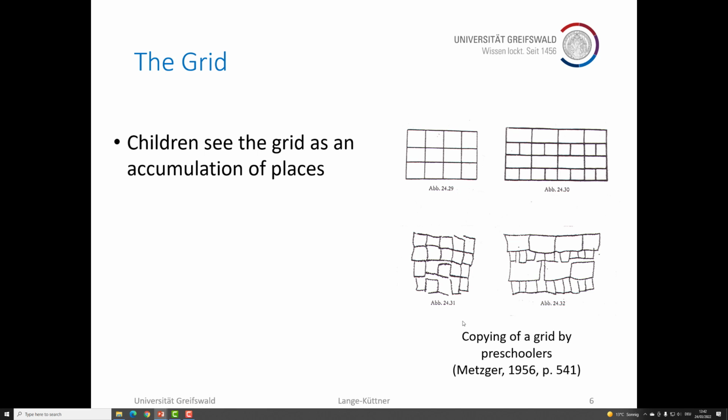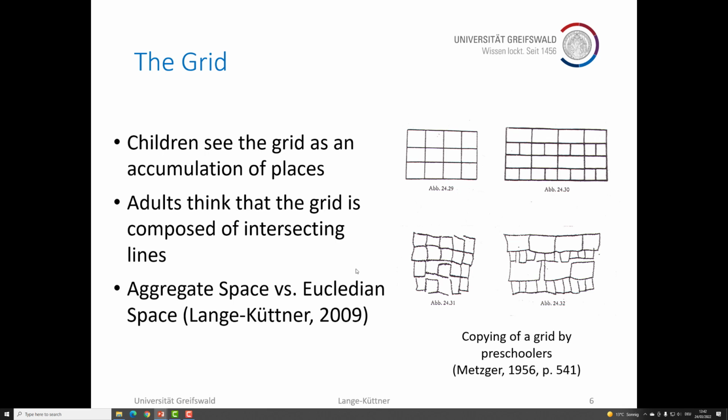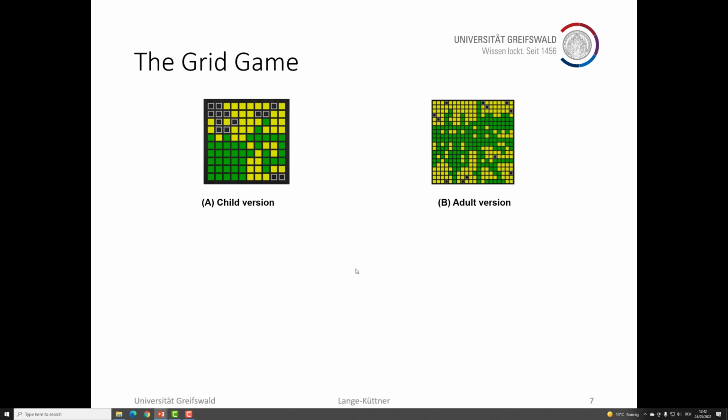What is the grid? The children see the grid as an accumulation of places. And on the right here, you can see how they copy a grid as a number of places side by side. But adults think that the grid is composed of intersecting lines. So there's a difference in spatial concepts between aggregate space and Euclidean space.